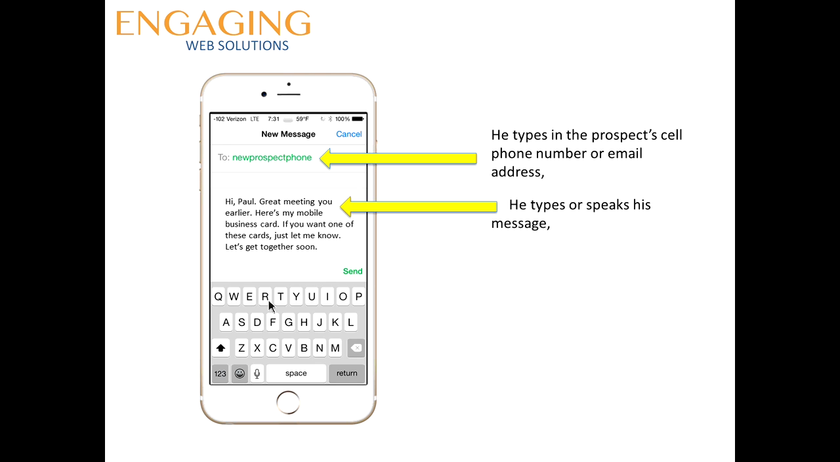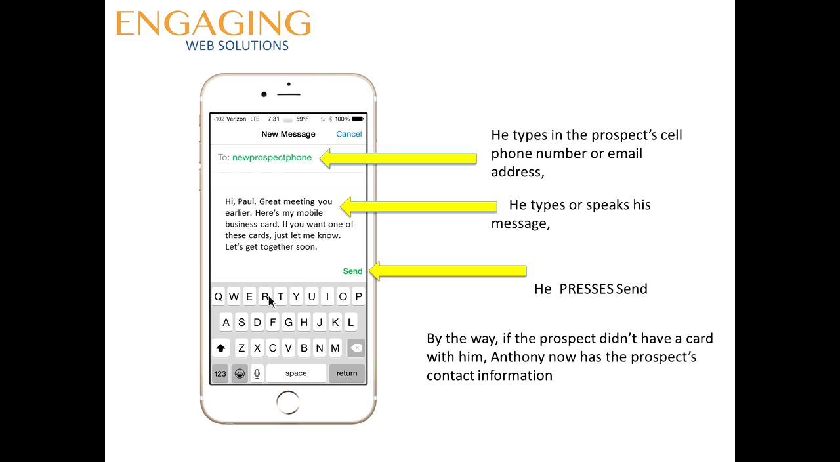He is then prompted and will either type or speak a nice little message to the prospect, reminding him it was great meeting him at the event, and here's my mobile business card. Oh, and by the way, if you'd like to get one of these, let me know. And then he's prompted to go ahead and press send.